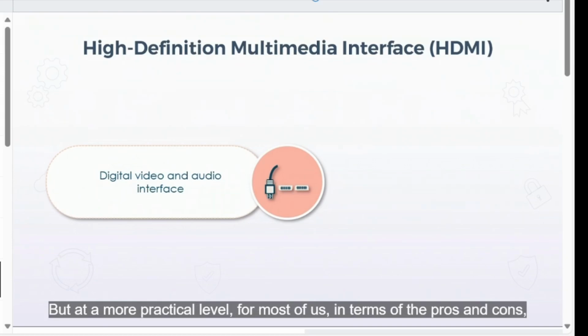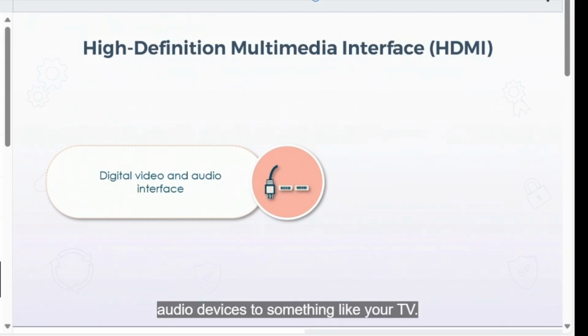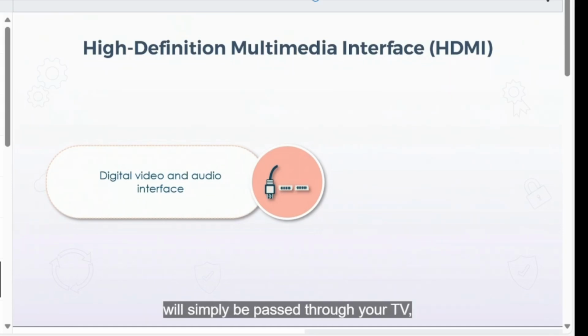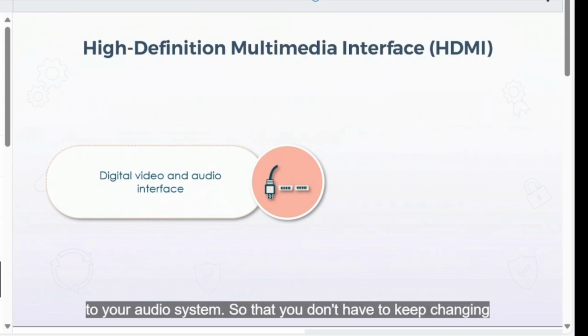But at a more practical level for most of us in terms of the pros and cons, HDMI supports an audio return channel, which is very useful for connecting audio devices to something like your TV, so that no matter what input your TV receives, whether it's your TV receiver such as a PVR, your Blu-ray player, or your gaming system, or whatever it is, the sound from all of them will simply be passed through your TV to your audio system, so that you don't have to keep changing the input source for your audio.